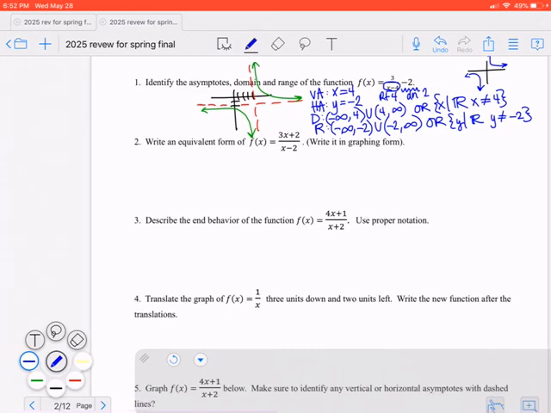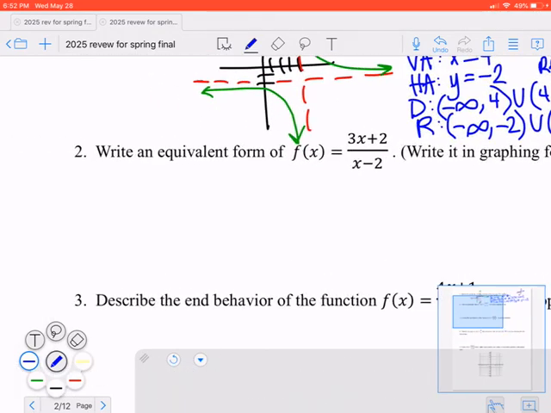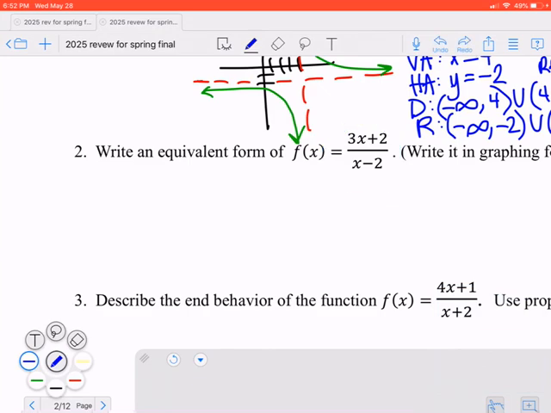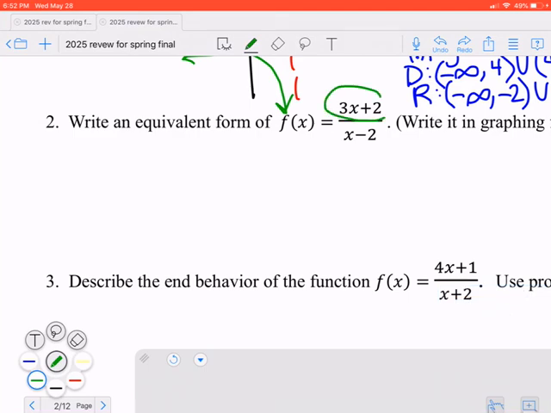Number 2, write an equivalent form of f of x equals 3x plus 2 over x minus 2. Write it in graphing form. So when it looks like this, we need to change that to graphing form. We do that by division. 3x plus 2 is being divided by x minus 2, so we do specifically long division.